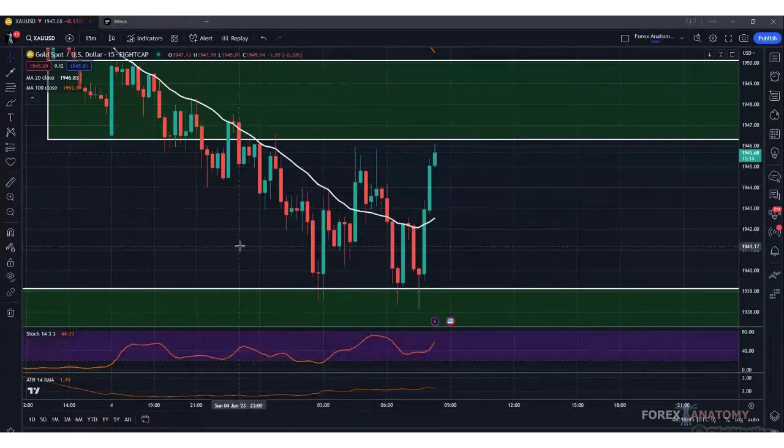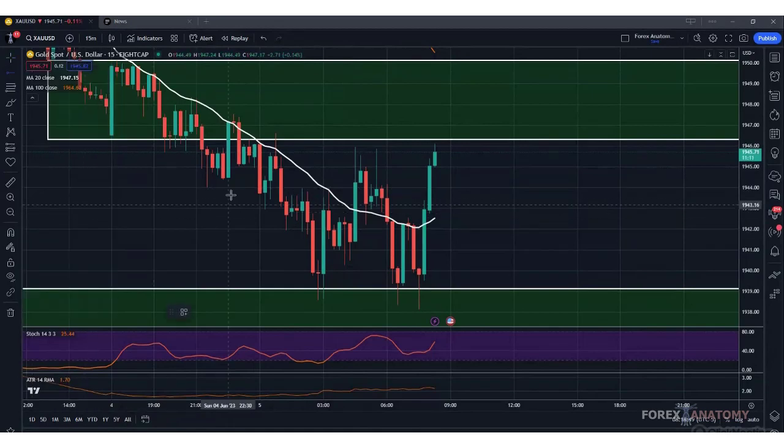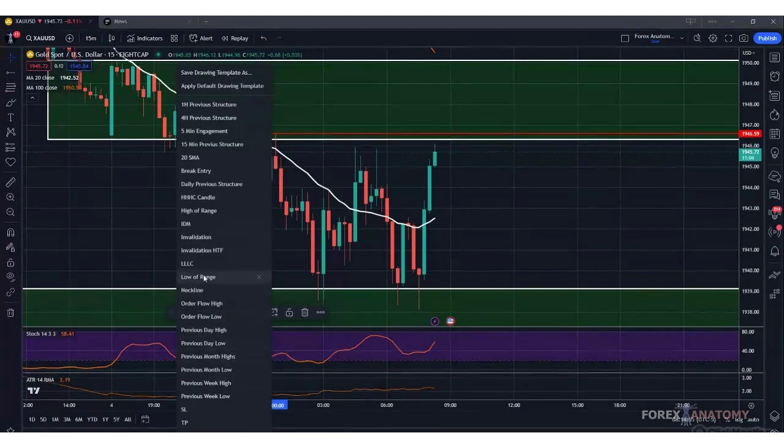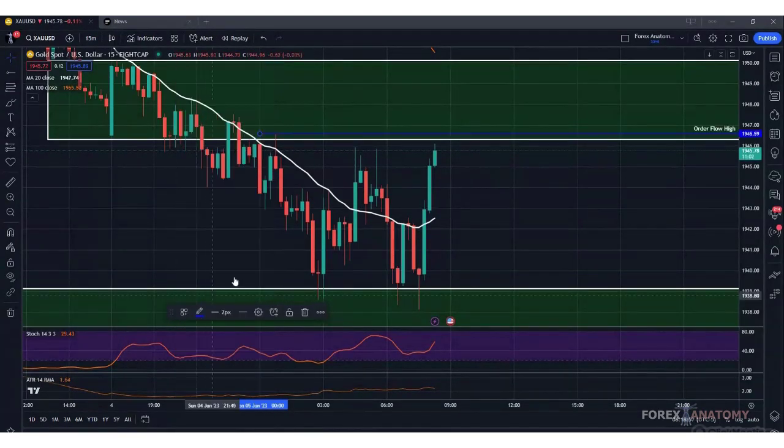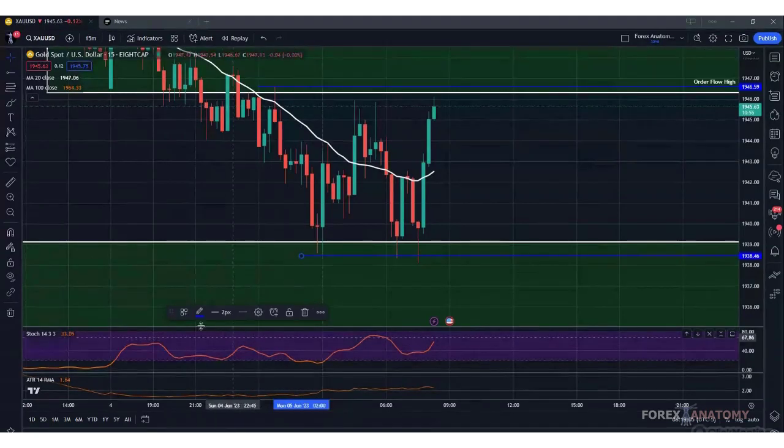If we get a break and close above this high right here, this will be my order flow high. Price is almost there. If price breaks and closes above that high, that's when I'm specifically looking for buys. And yeah, gold can be a tricky one.